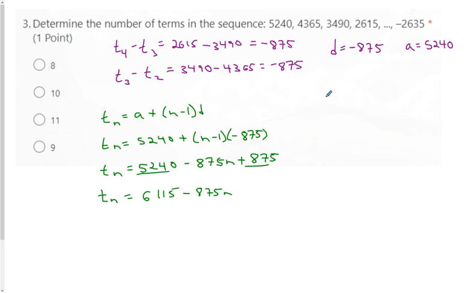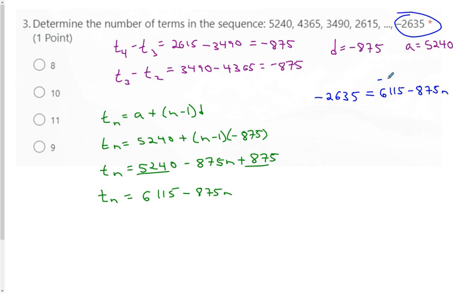I'm going to put my last number into my general term, and I'm going to figure out what the n is for that one. So I'm just using my general term as I just wrote, minus 875n, and I'm going to solve for n. For this number, which is right here, my last one, what's my n? n1 would be the first term, n2 would be the second term, n3 would be the third term. What is it? We've got four choices on the left there, 8, 10, 11, and 9, so it's going to be one of those. Okay, so let's solve for n.